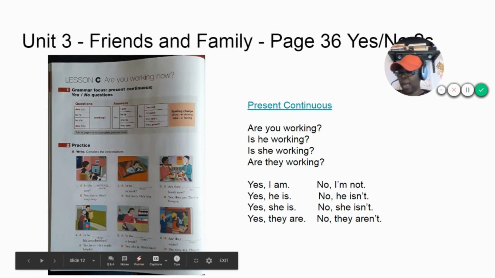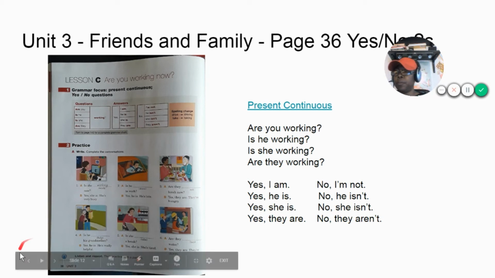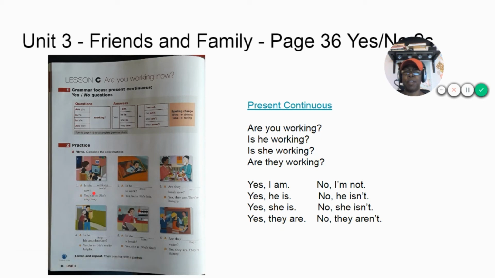Okay. So our practice section for exercise 2 is on page 36 of our student workbook. Let's kind of go over that, okay? So number 1, A, is she working? And you guys should have completed this assignment already. Is she working? Yes, she is. She's very busy. Then we have our next verb, drive. Is he driving to work? Yes, he is. He's late.